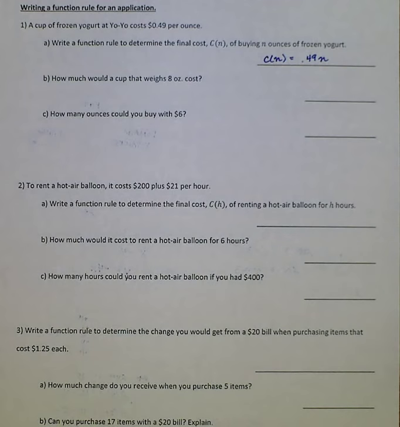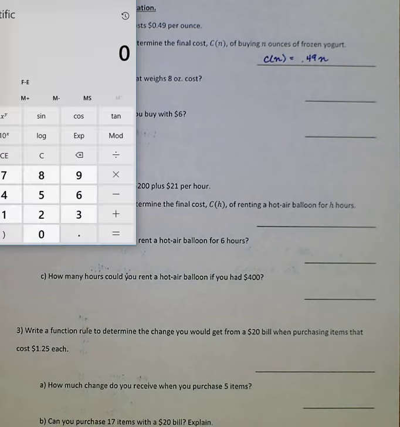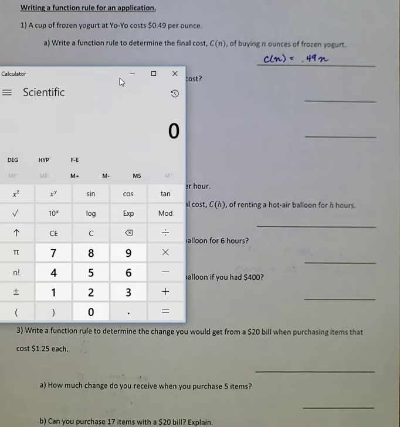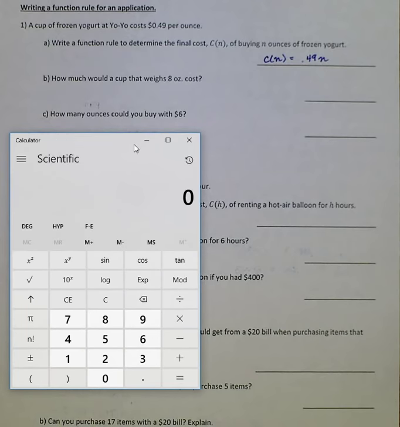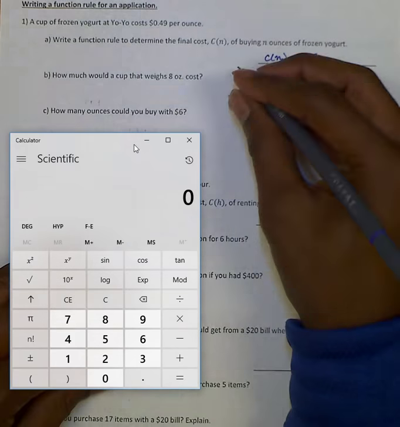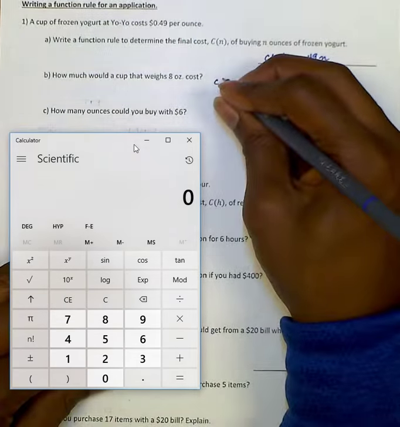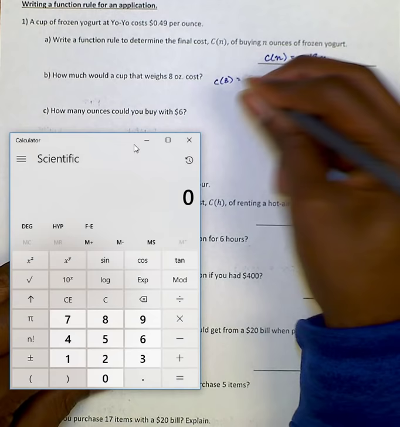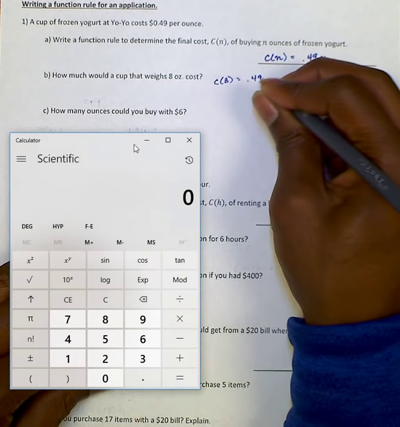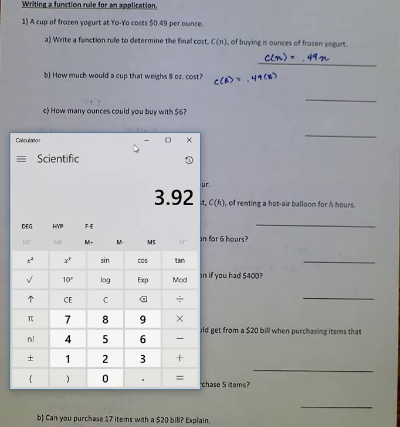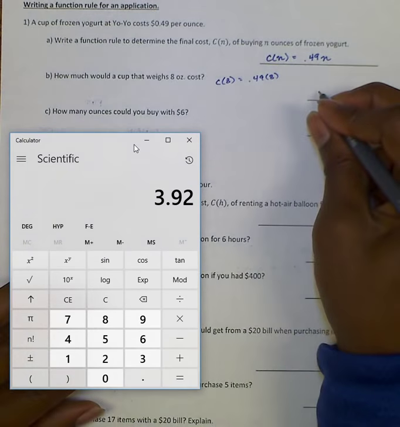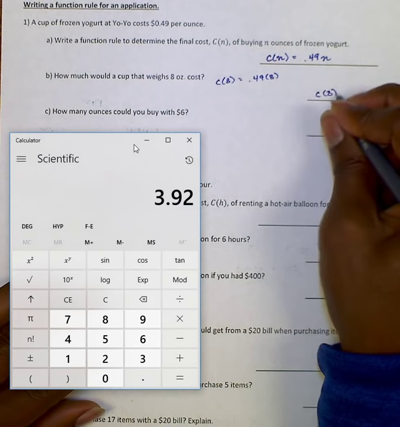So in our calculations then, it says write how much a cup that weighs 8 ounces would cost. And so we can do C of 8 equals 0.49 times 8. And so 0.49 times 8 gives us $3.92. So C of 8 is $3.92.